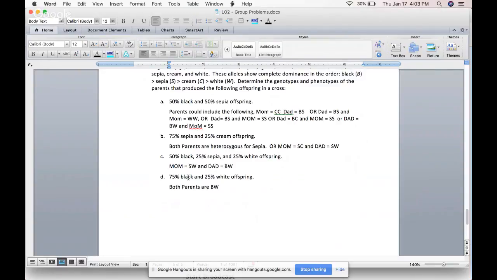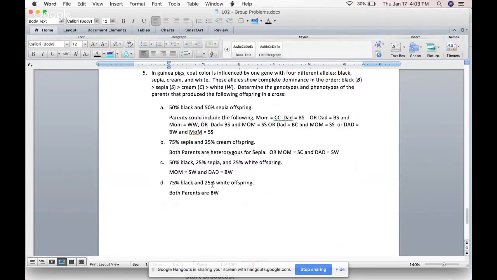Doing a Punnett square, you need three of the four to be black, so you've got to have a black on the top and on the left. So that means at the ends you've got to have a W. So that was the only thing: both parents are going to be BW. That's pretty much how I did things.